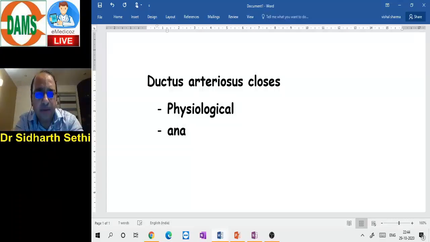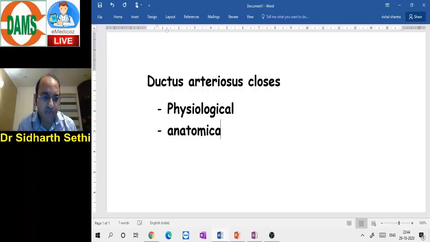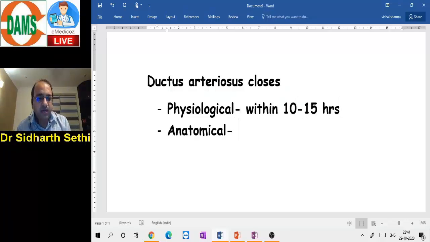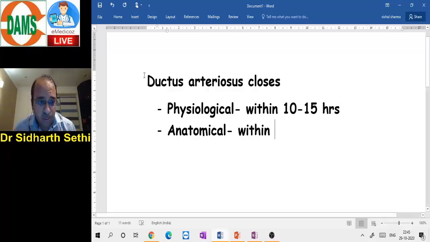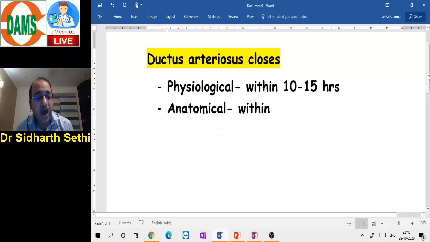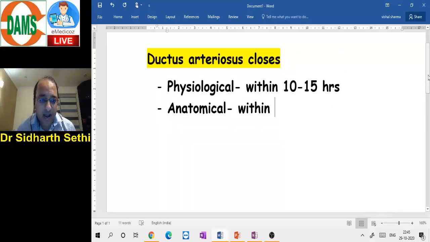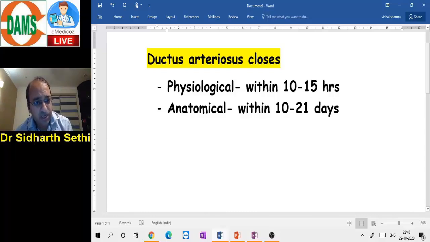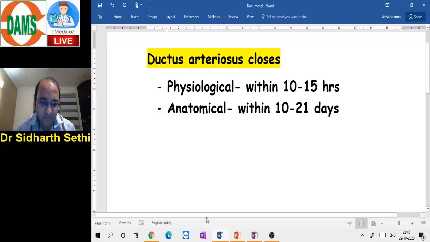Now physiologically, remember, it basically vasoconstricts within the first 10 to 15 hours of life. According to Nelson's textbook, it vasoconstricts within the first 10 to 15 hours of life because of oxygen. Now anatomically, the lumen closes forever within the first 10 to 21 days of life.